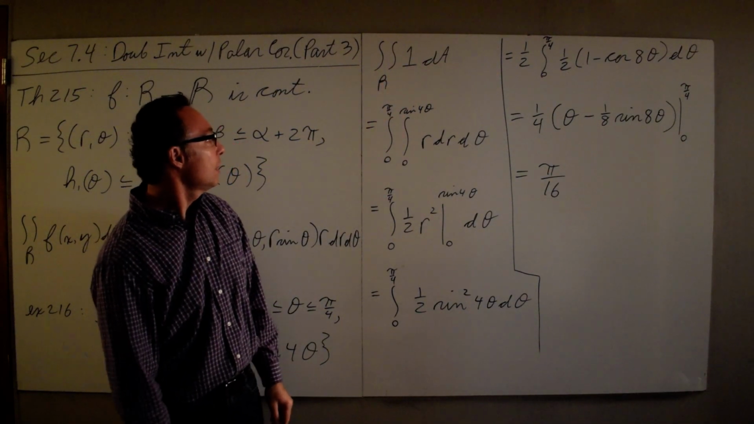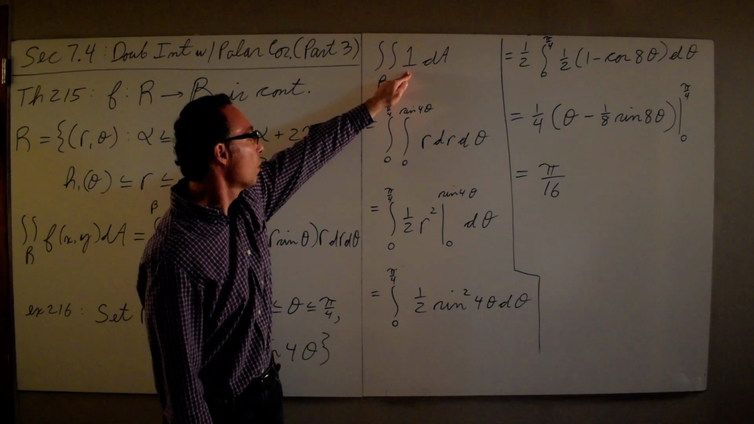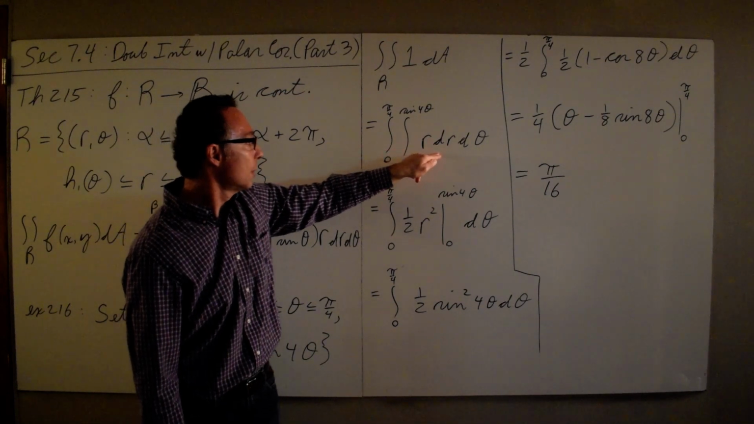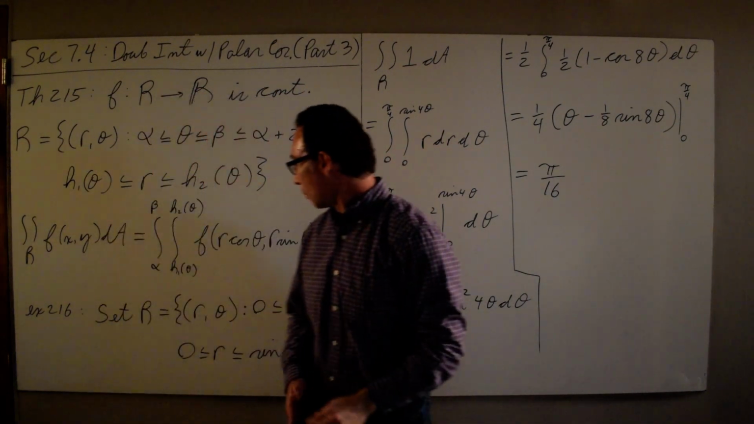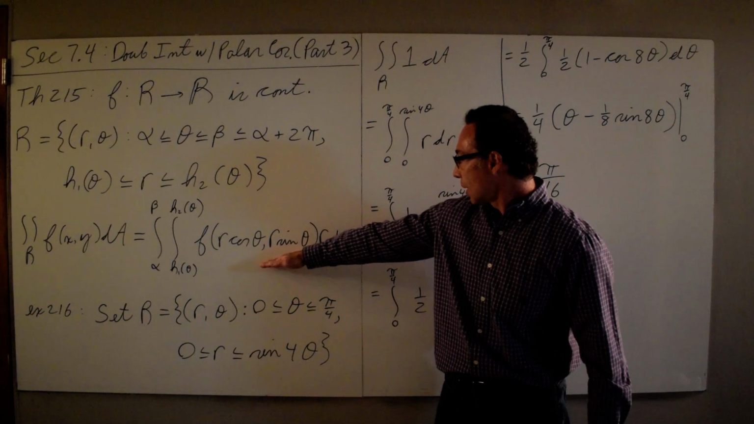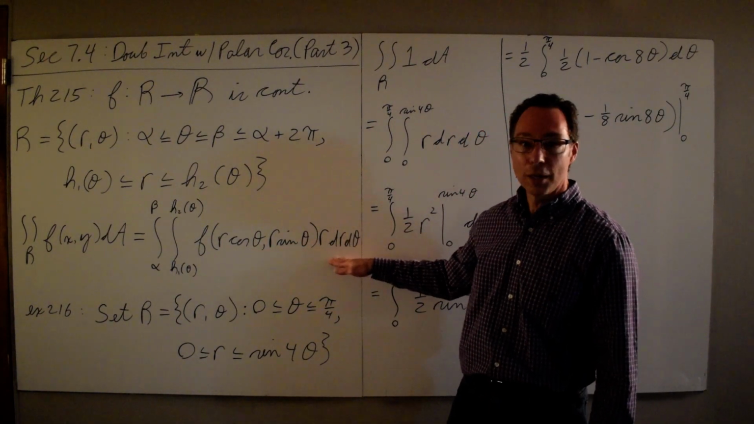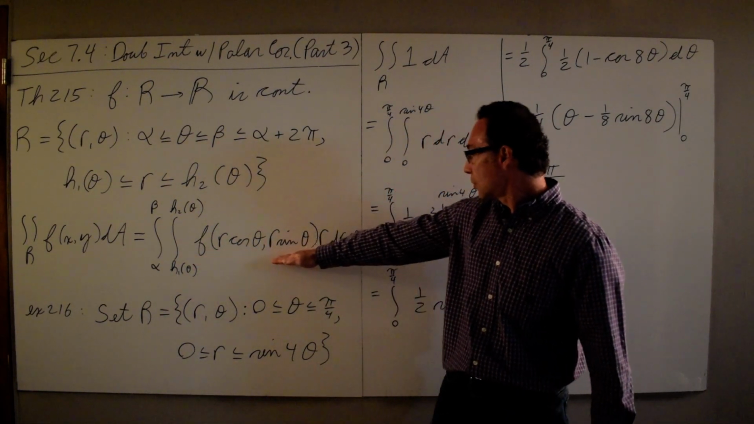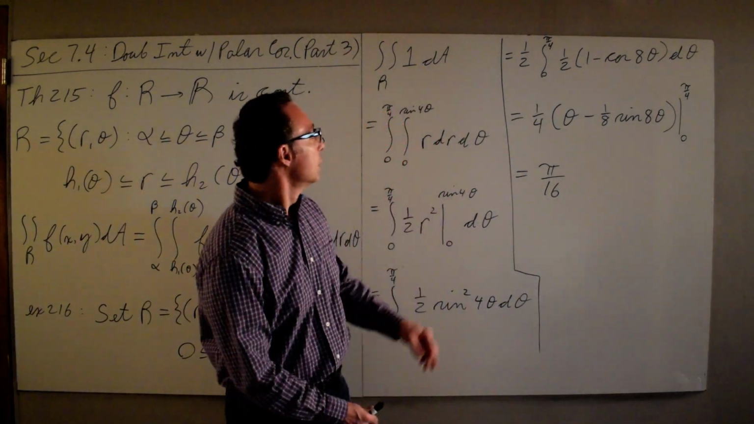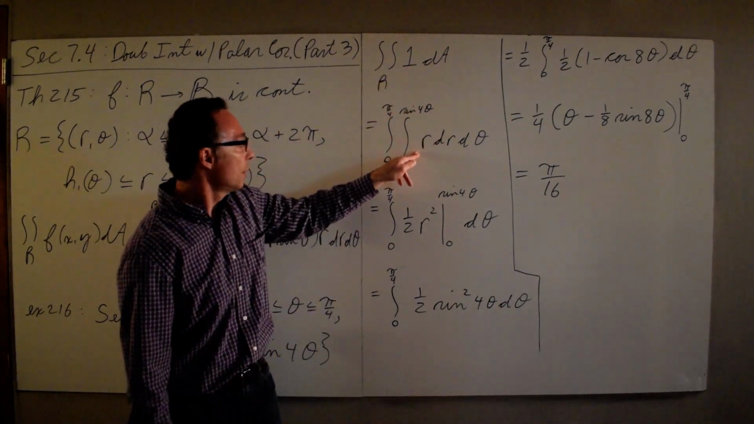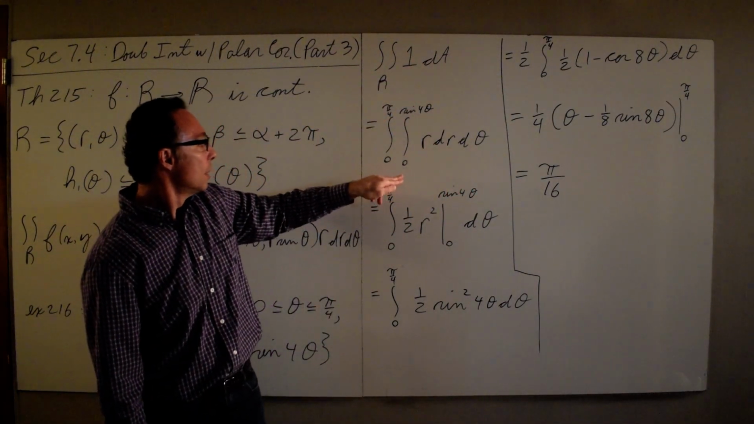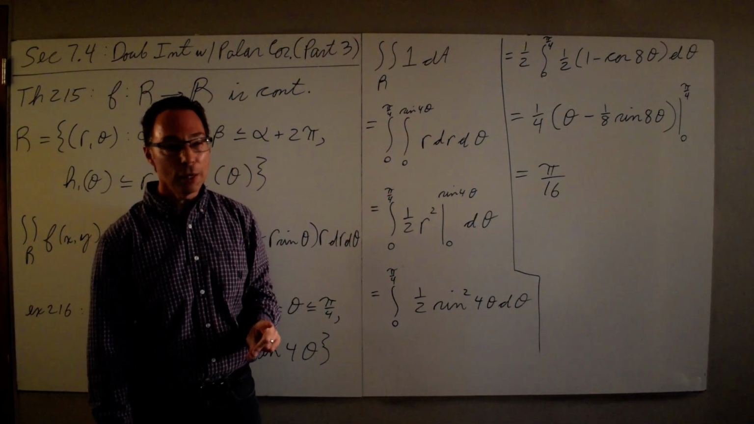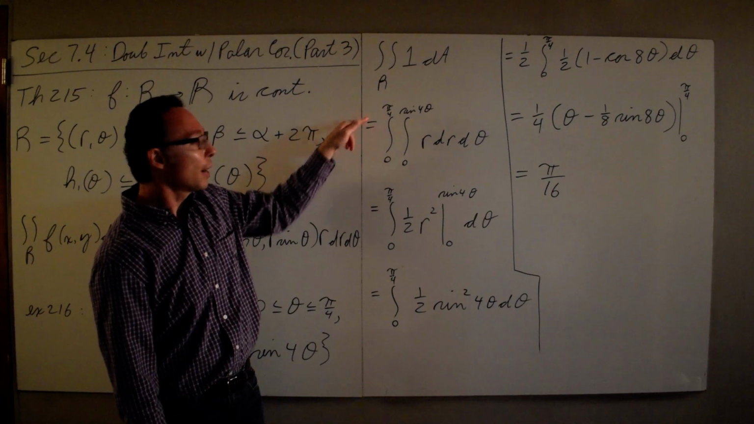So then we're integrating our function 1 times r dr d theta. Again, that's what we're integrating: f of r cosine theta, r sine theta, r dr d theta. For this particular example, our function is the constant function 1. So we have 1 times r dr d theta. The r limits of integration are 0 to sine of 4 theta. The theta limits of integration are 0 to pi over 4.